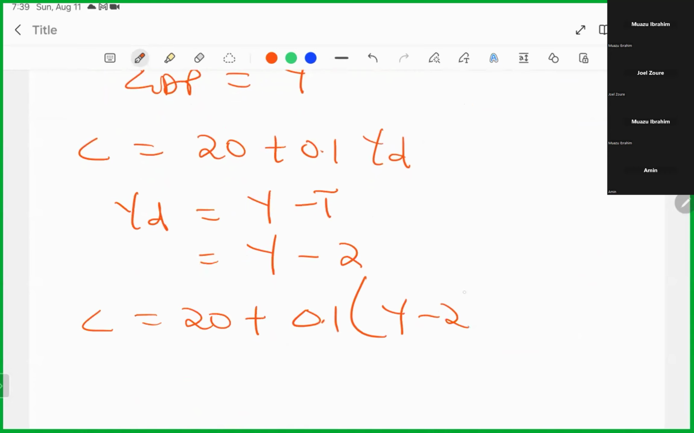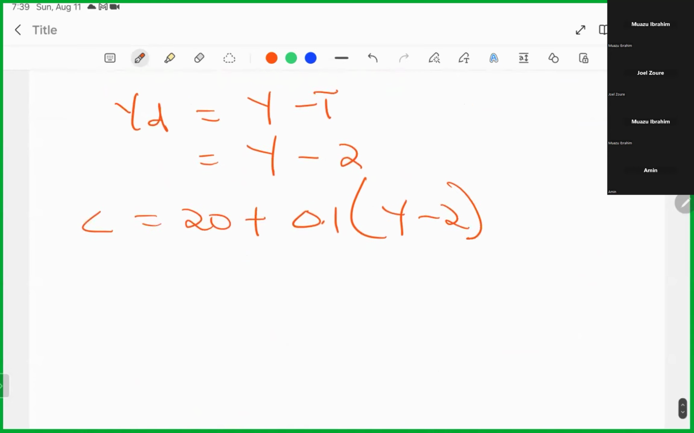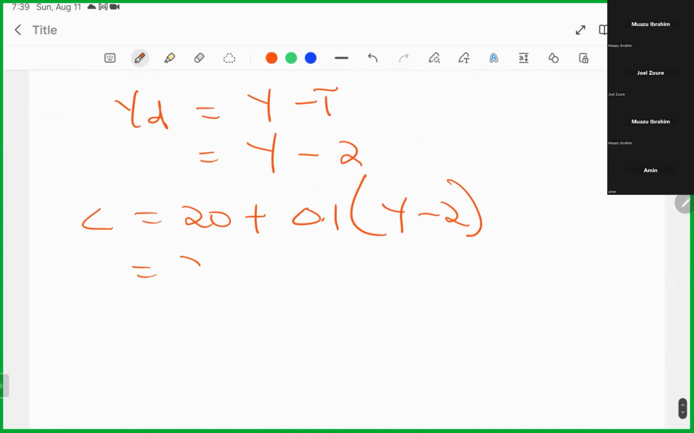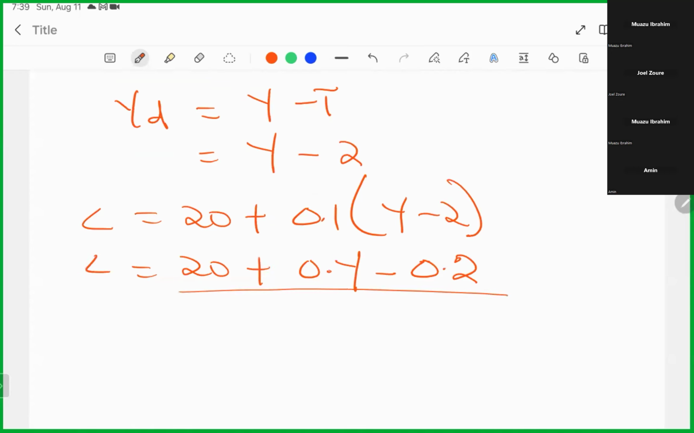So here would be 20 plus 0.1Y minus 0.1 times 2, which is 0.2. So this will be our consumption function.